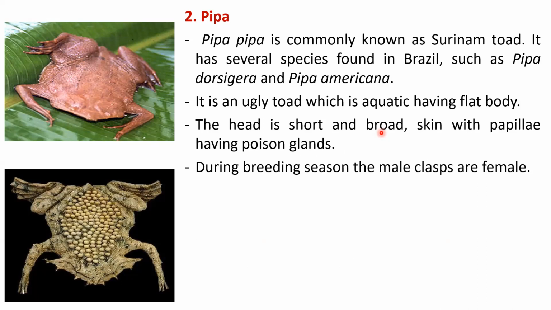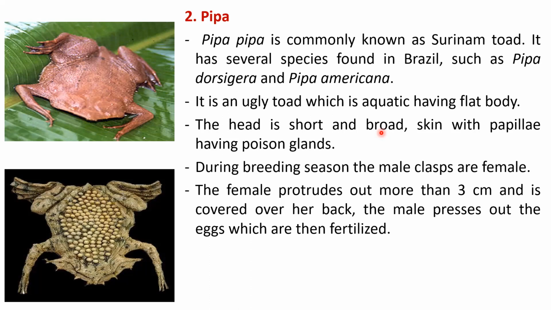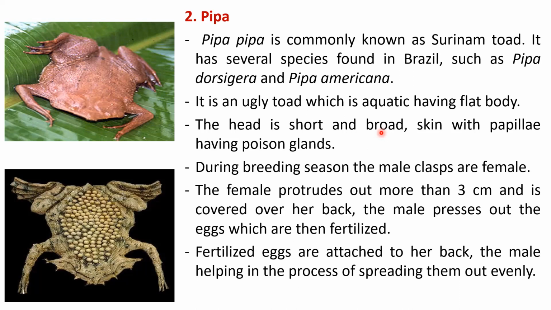During the breeding season, the male clasps the female. The female's back protrudes out more than 3 centimeters and is covered over. The male presses out the eggs, which are then fertilized, and the fertilized eggs are attached to her back, the male helping in the process of spreading them out evenly. So this is a good example, that is Pipa pipa.